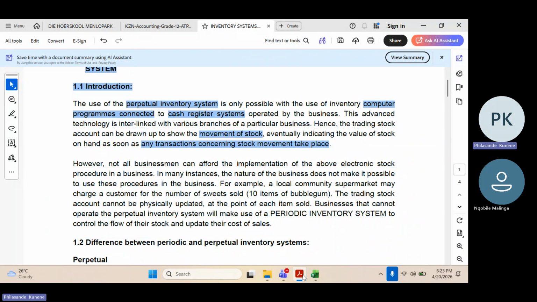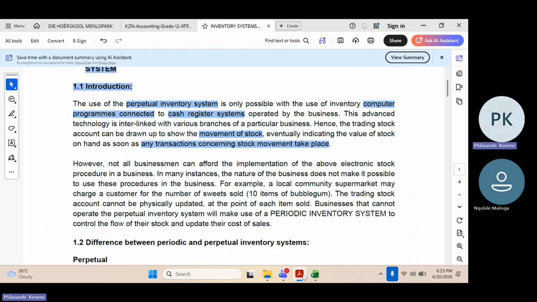which is called the periodic inventory system. How is it different from the perpetual? We need to know that. The perpetual inventory system is a computerized system that is linked to the cash register.